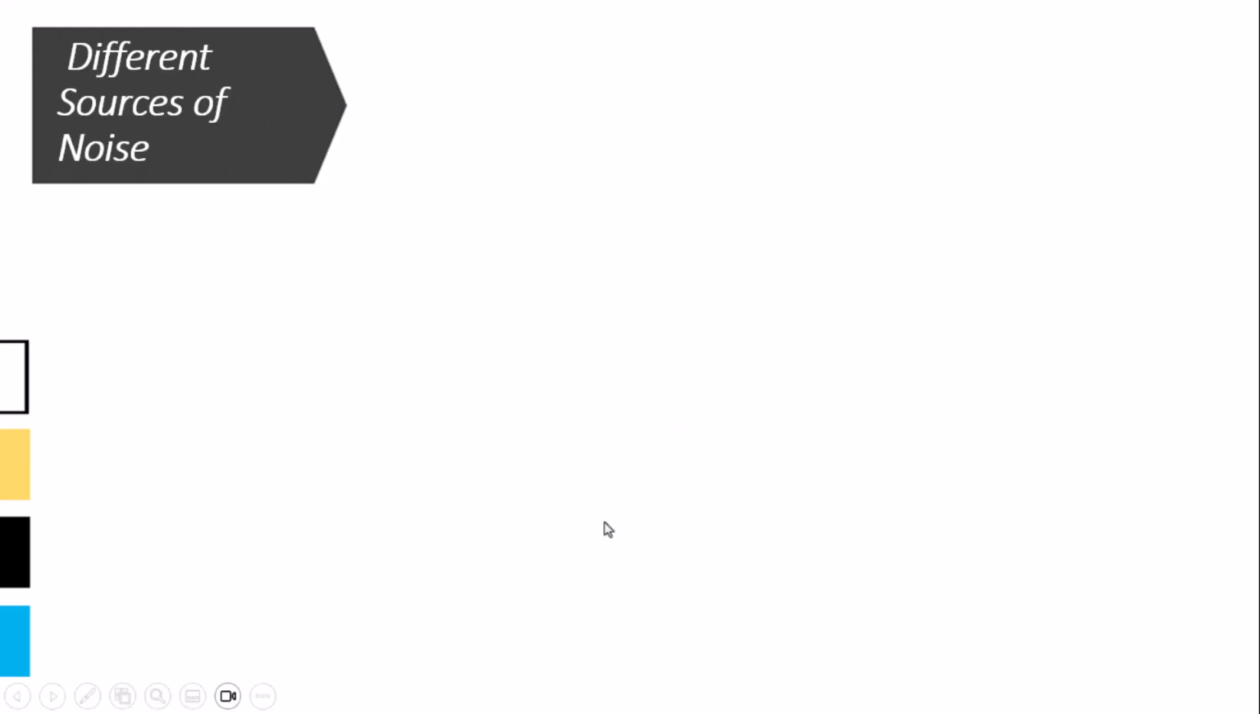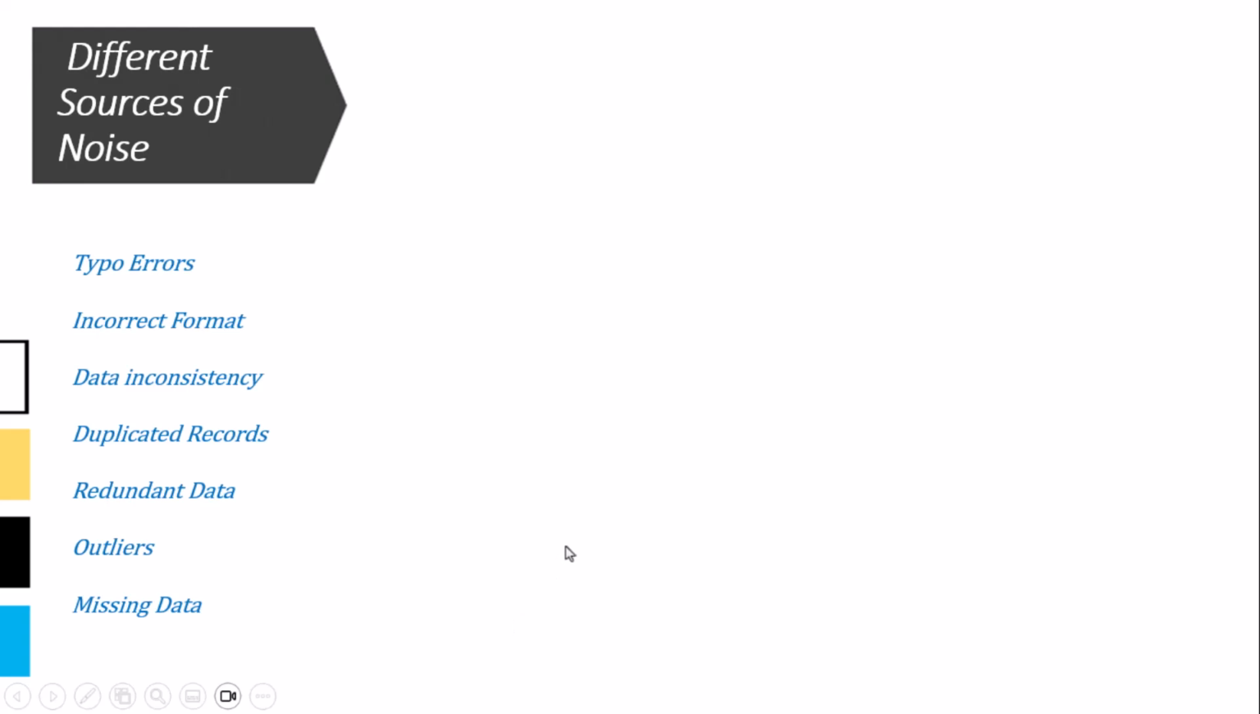This is what the phrase garbage in, garbage out refers to. When we talk about noise, we refer to typographical errors, which are mistakes made when entering information into the database. Incorrect formats, for example, numbers that have a comma instead of a decimal point, or vice versa, or phone numbers with dashes, assuming they shouldn't contain them. Data inconsistency, which is when contradictory, incoherent, or conflicting information is present.